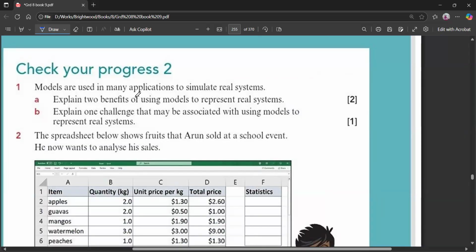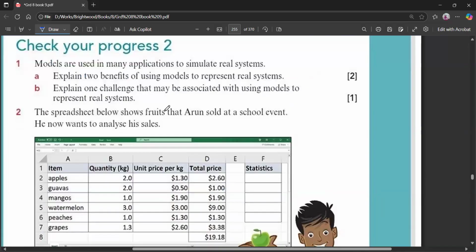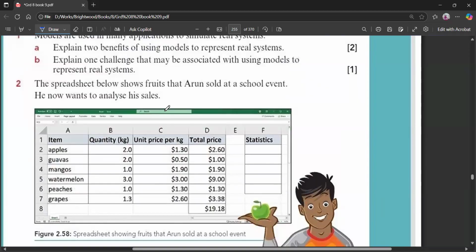What are the questions? Models are used in many applications, simulated and real. I said there are models and simulators, do you remember? They first ask you to explain two benefits of using models to represent real systems. Then explain one challenge associated with using models to represent real systems. And then there are spreadsheet questions.